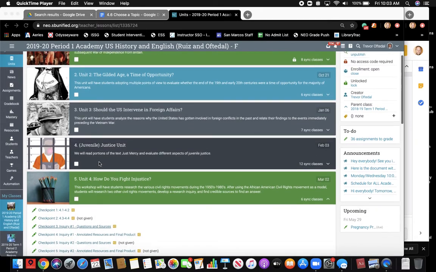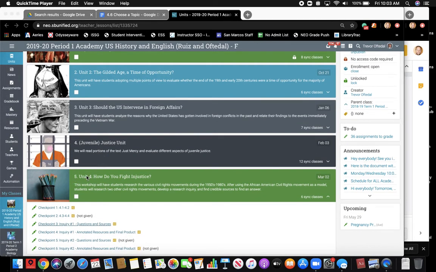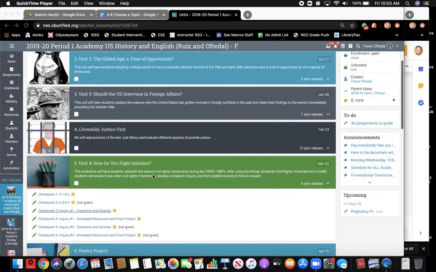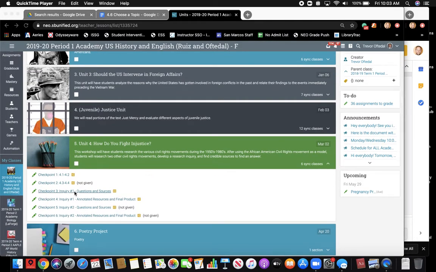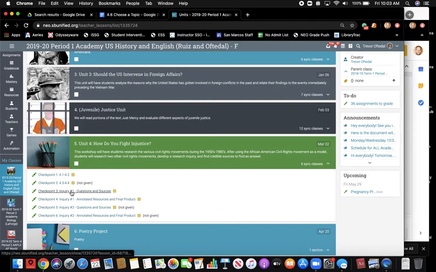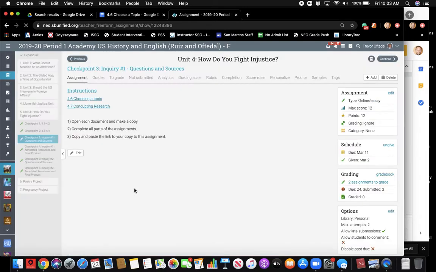I want you to go down to number 5, which actually says Unit 4 because it's the 4th unit in history, but Unit 5, and How Do You Fight Injustice is the title. And I want you to go to checkpoint 3. When you go to checkpoint 3, I want you to open up handout 4.6. In order to get credit for this project, you have to finish handouts 4.6, 4.7, and 4.8.